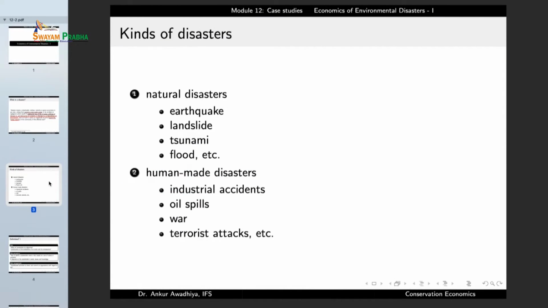Now, disasters can be natural disasters such as earthquakes, landslides, tsunami, flood, and so on. Or we can have human-made disasters such as industrial accidents, oil spills, war, terrorist attacks, and so on. So, there are all these different kinds of disasters.